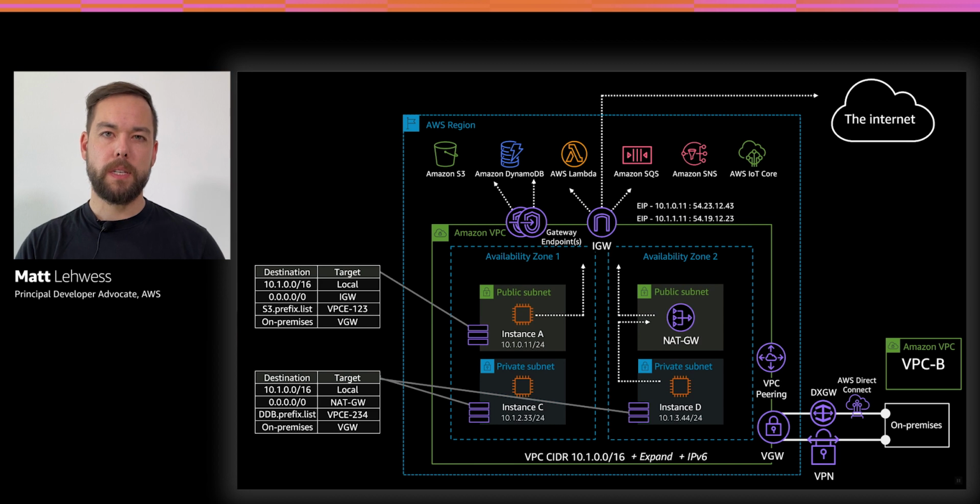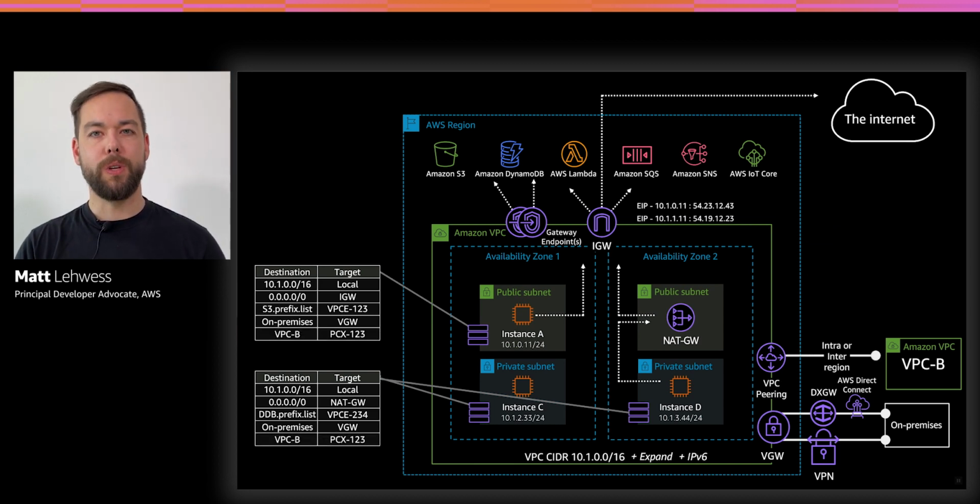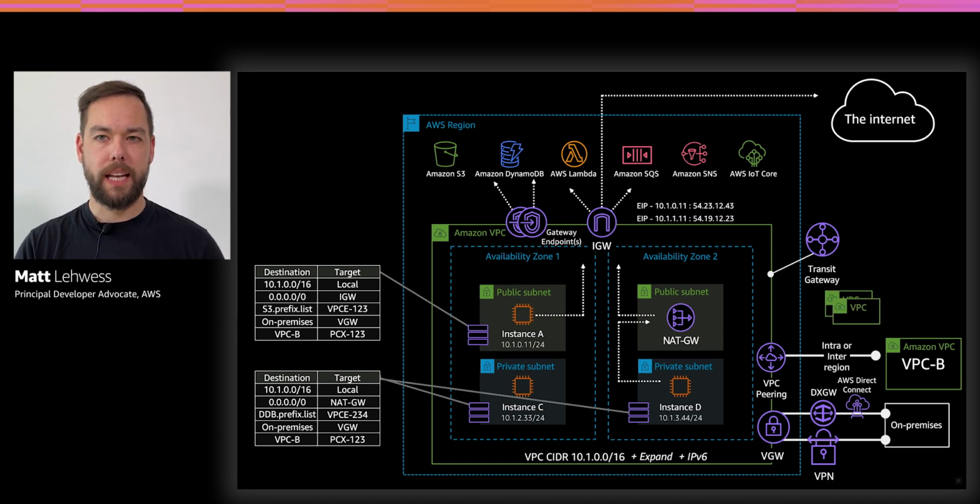We can also do VPC peering. If we've got a whole bunch of VPCs you want to connect to, you can do intra-region peering, so within a region, or inter-region peering. And then we also realized back in about 2017, 2018, that customers just weren't building 1 or 2 or 3 VPCs. They were building hundreds of VPCs or thousands of VPCs. So we built this service called Transit Gateway, and that allows you to connect to up to 5,000 VPCs within a region.